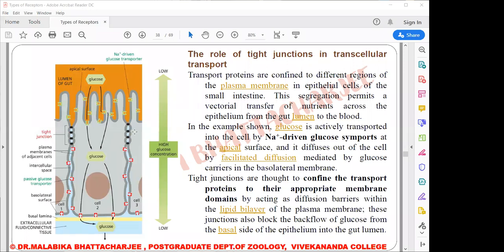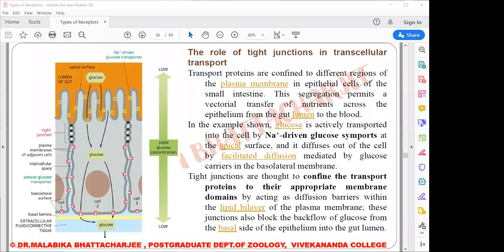Not only that, the presence of the tight junction also blocks the backflow of the glucose from the basal side into the gut lumen. So these tight junctions also efficiently prevent any backflow of glucose from this side of the cell to the gut lumen. So this is basically the tight junctions and the function of the tight junctions.